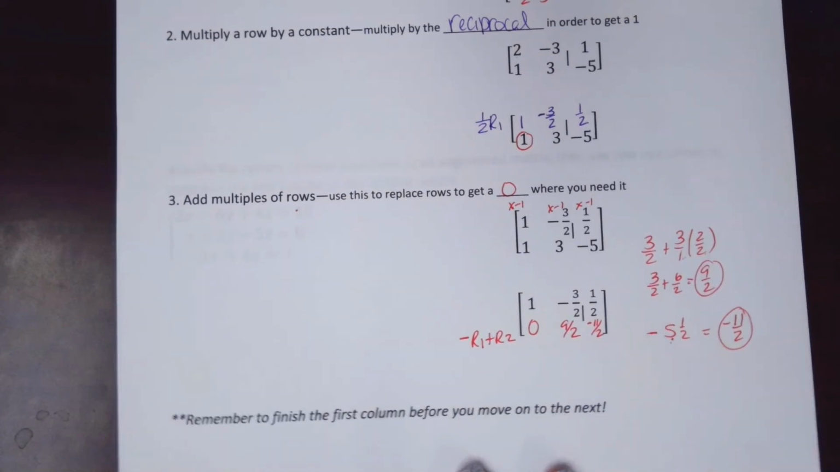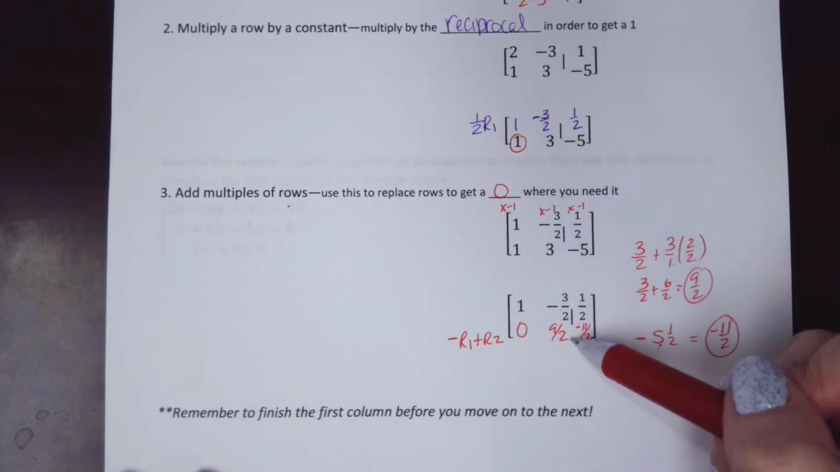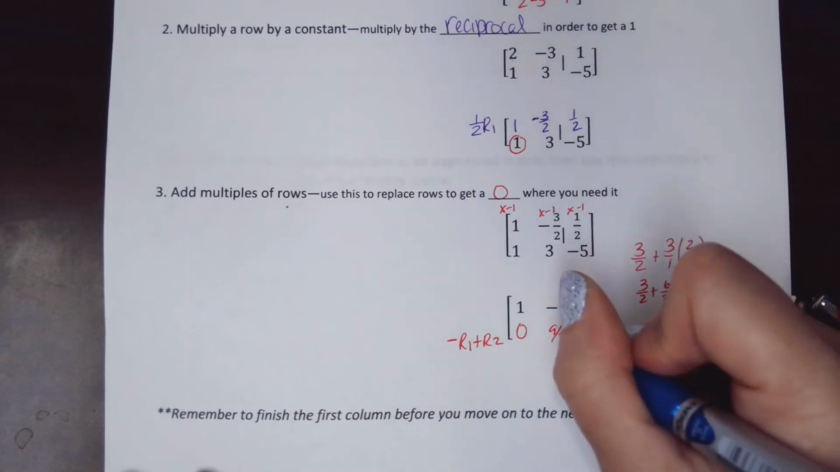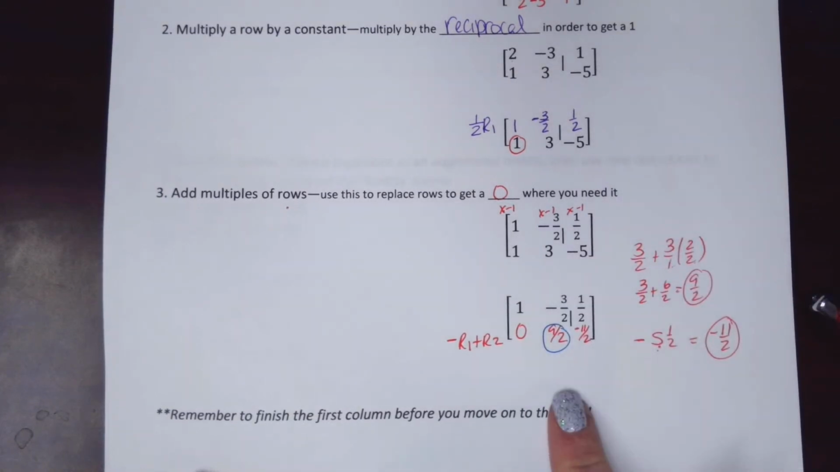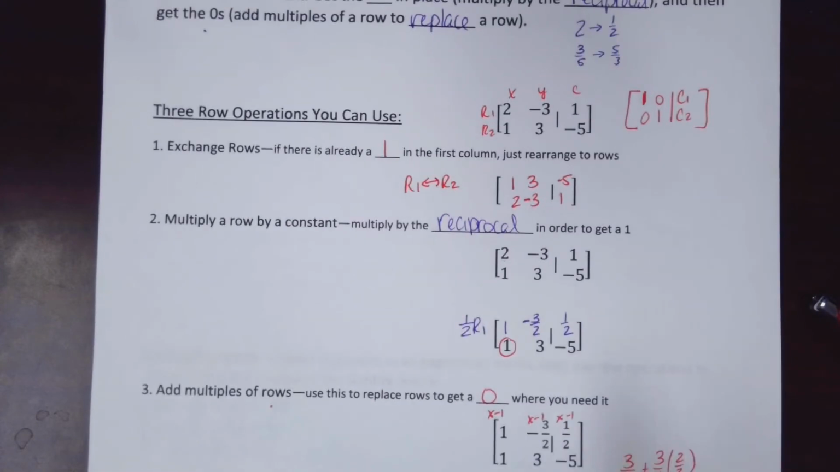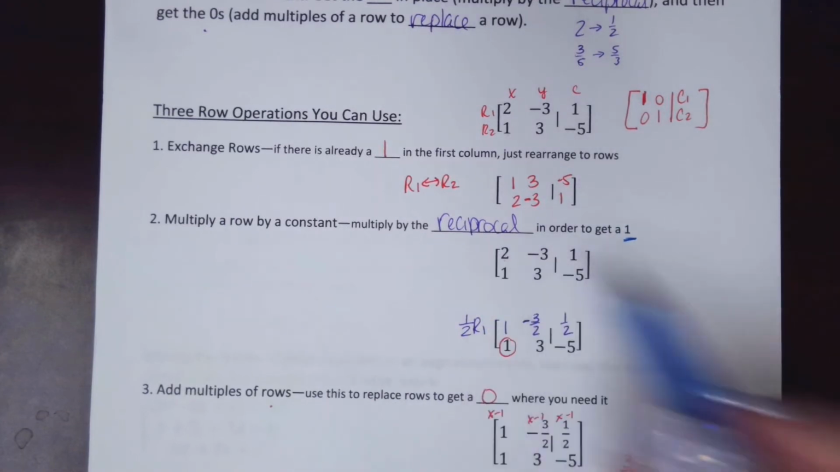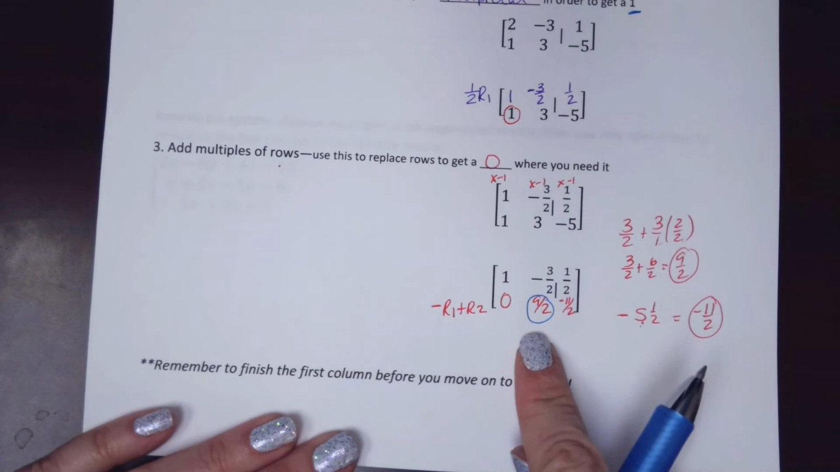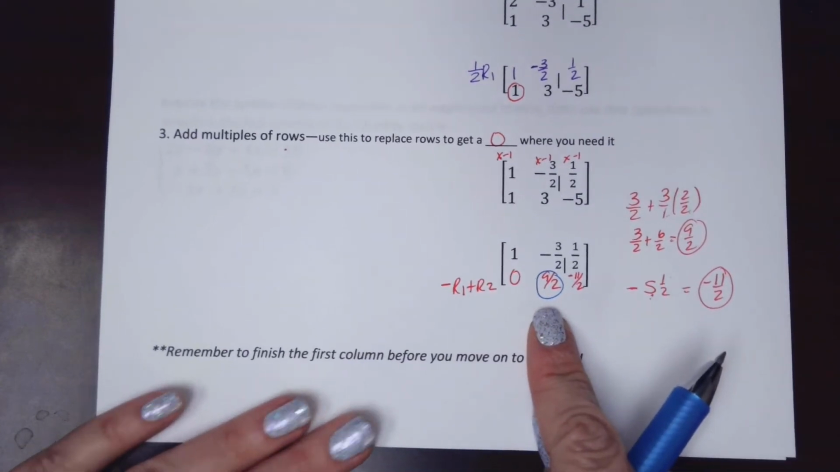Now remember that we want to finish one column before we move on to the next. My next step would be to get a 1 here. Do you remember how to get a 1 in position? Well, we multiply by the reciprocal to get a 1. To get a 1, we multiply by the reciprocal. What's the reciprocal of 9/2? Well, it's going to be 2/9.